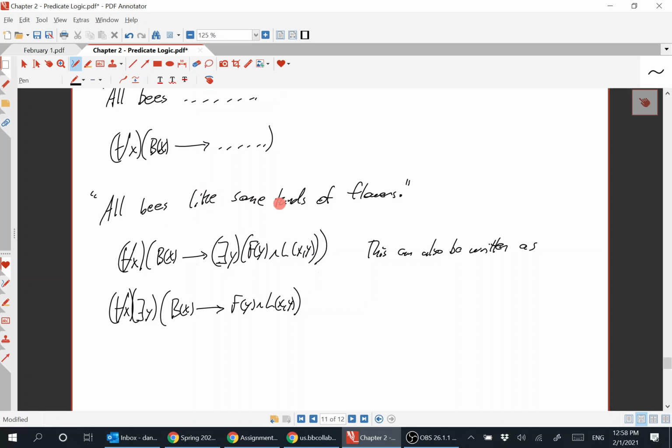Suppose the statement is true. Suppose it is true that in the universe, every bee likes some kind of flower. So let's pick a bee for every X in the universe. So I'll pick this hornet over here. So X is this hornet. What happens to this statement? So pick X. X is a hornet. What happens to this statement?